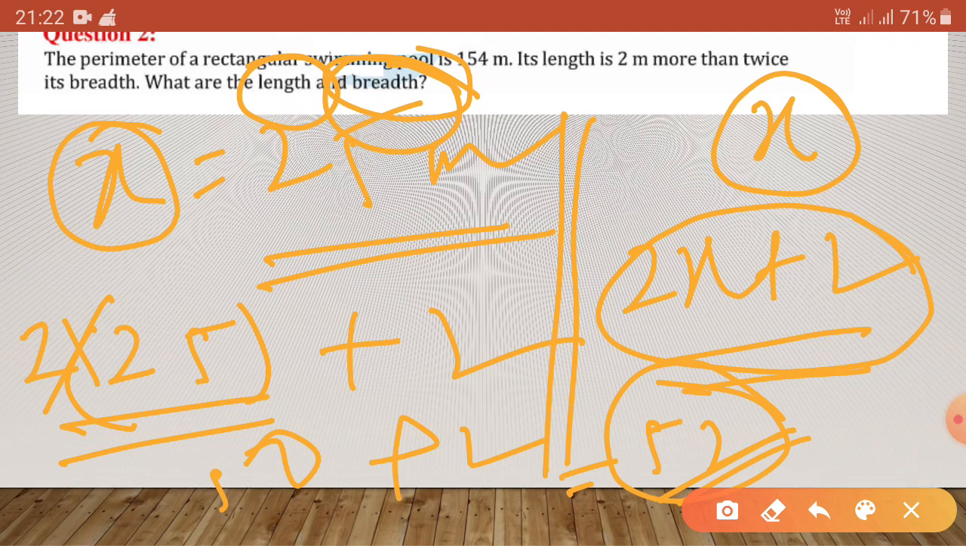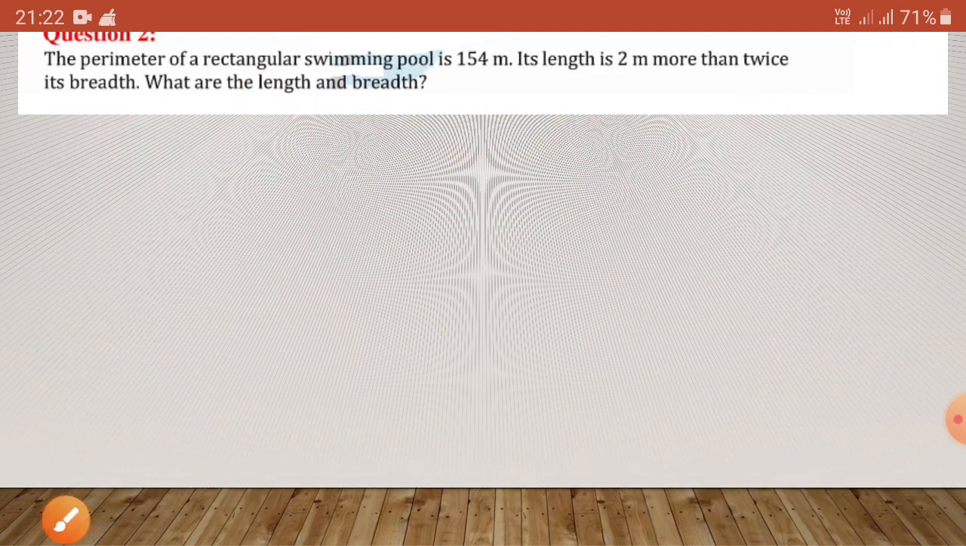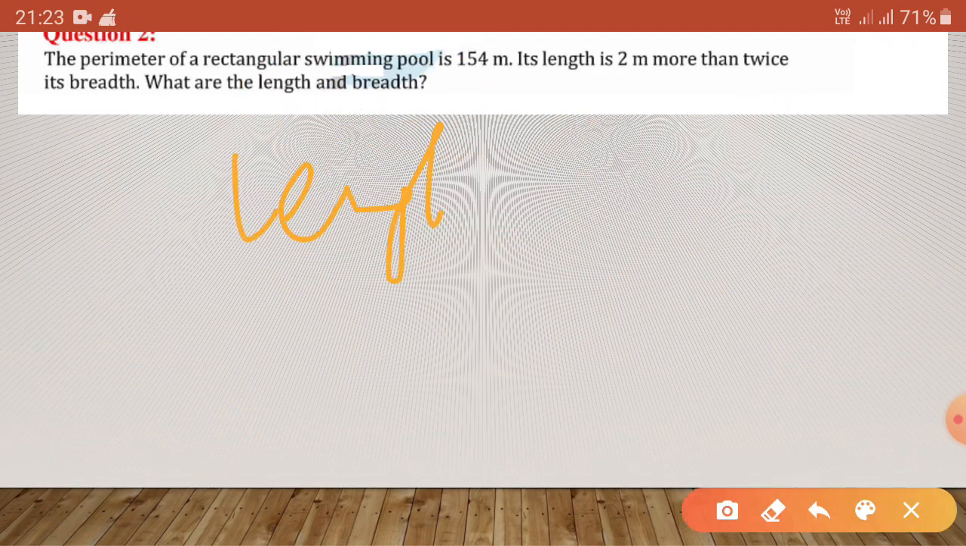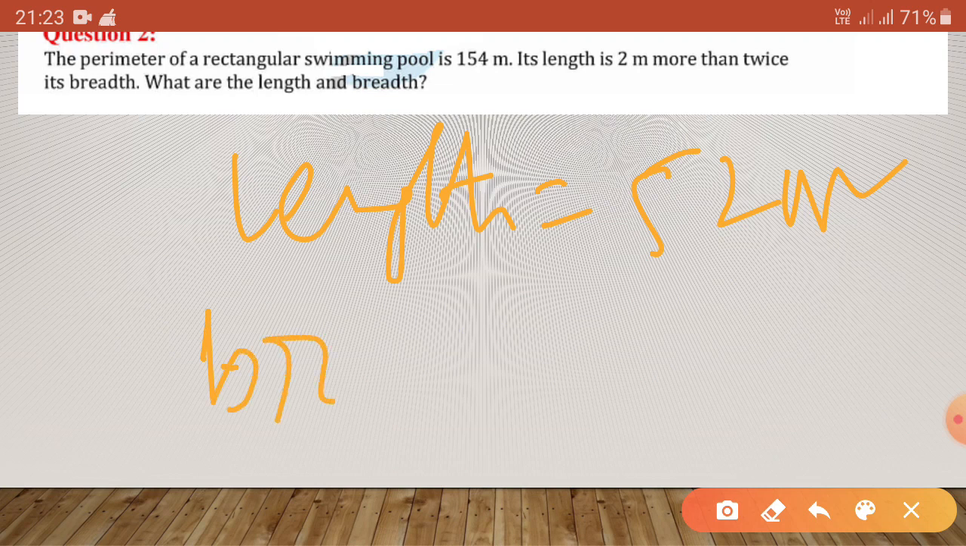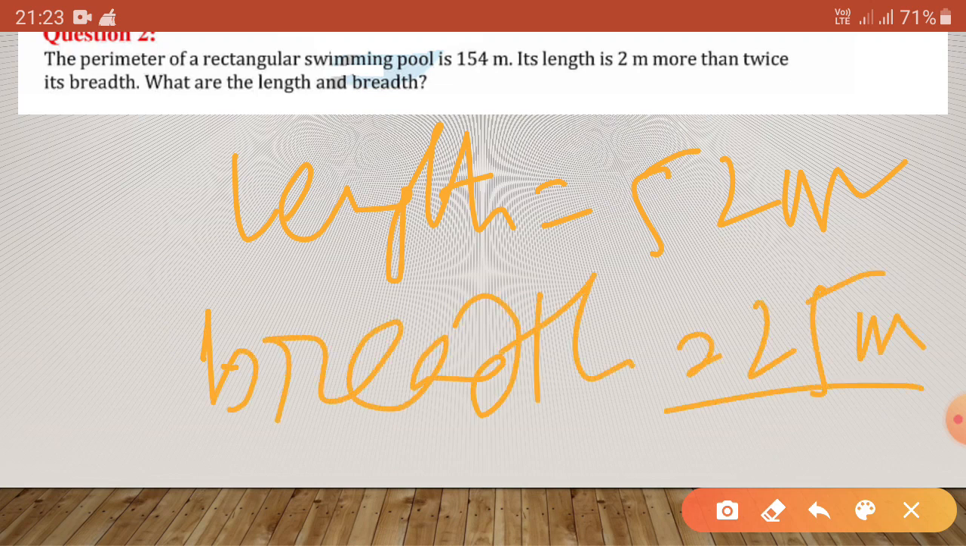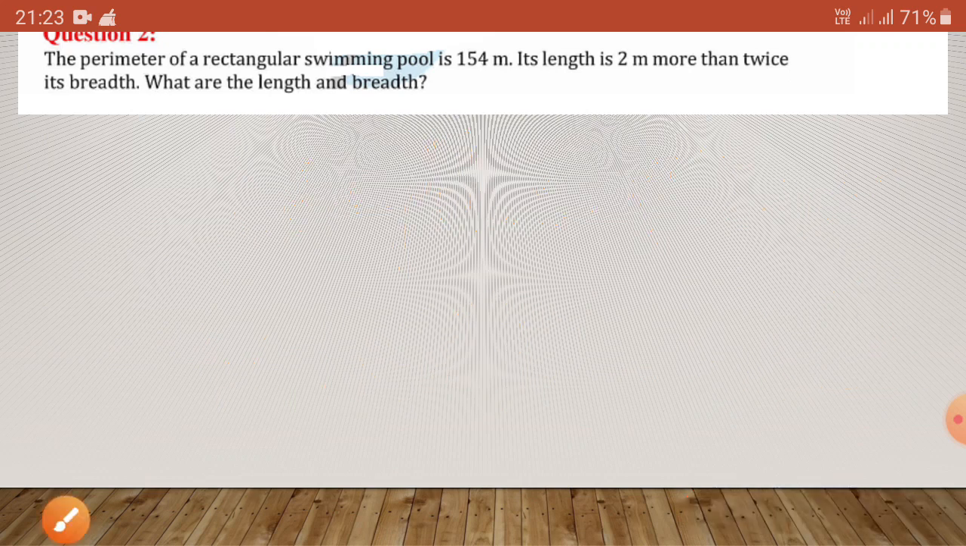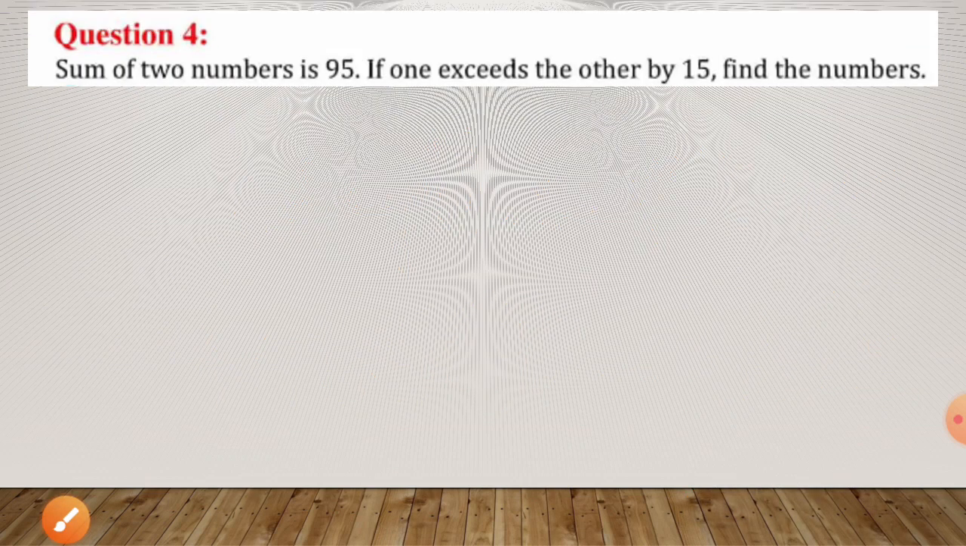Okay, so here the length equal to 52 meter and breadth equal to 25 meter. Got it? Okay, go to the next question.